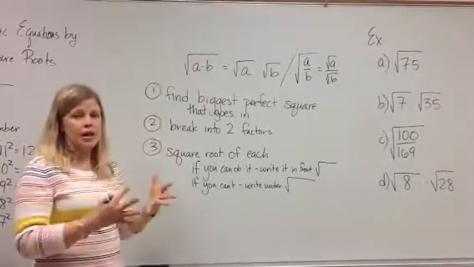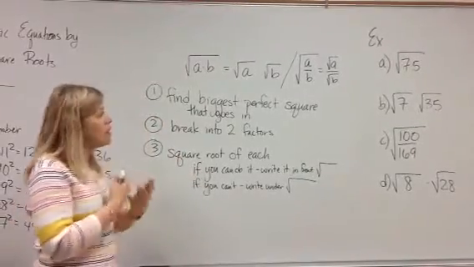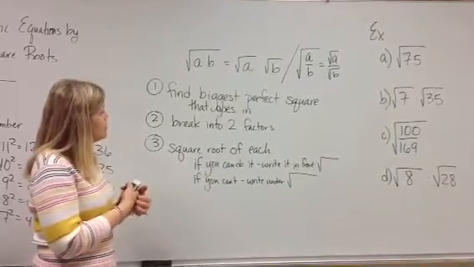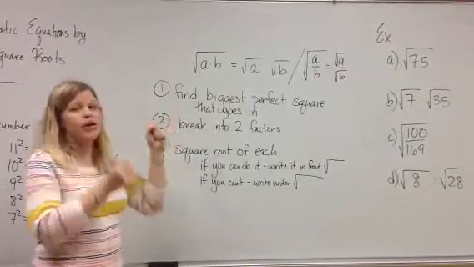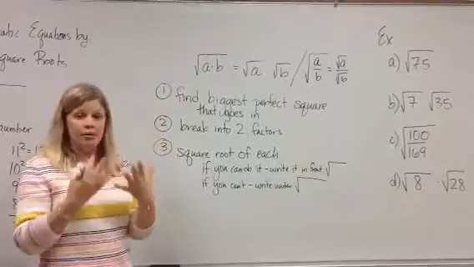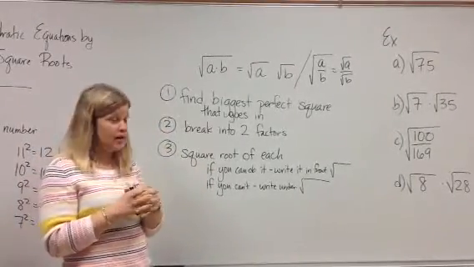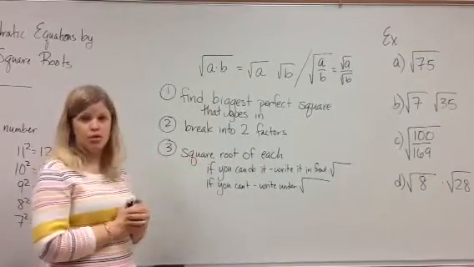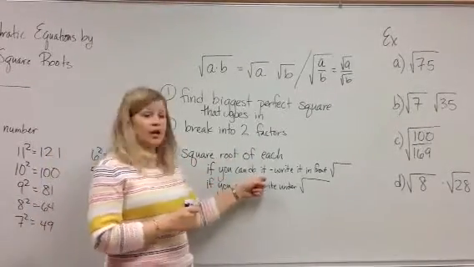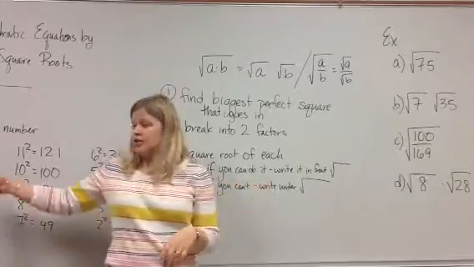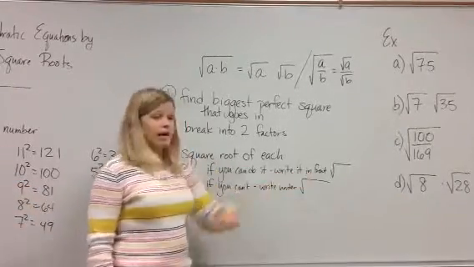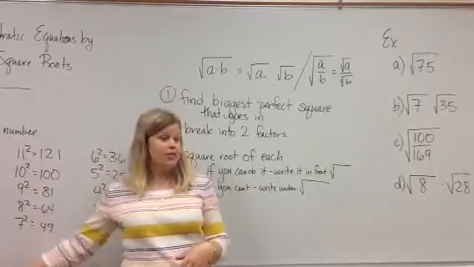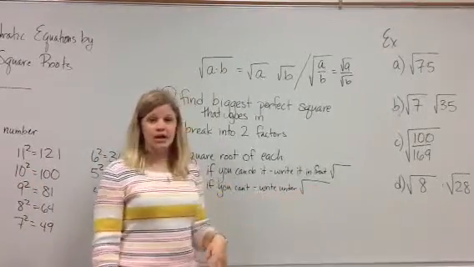And here are your steps for how to solve these. If you are told to simplify a radical expression, you always need to find the biggest perfect square that will go in without any kind of decimals. We're going to break it up into the factors. We're going to take the square root of each. If you can actually take the square root of it, if it's on our magic list, you write it out in front. If you can't, it's not on our magic list, then it stays underneath.